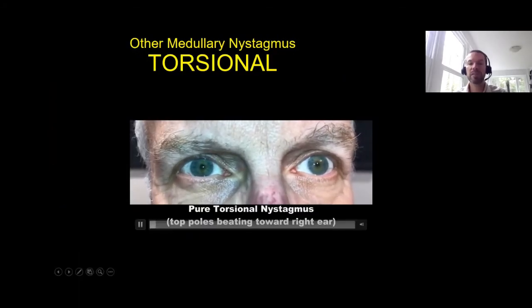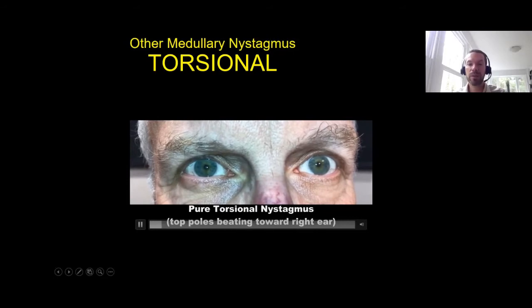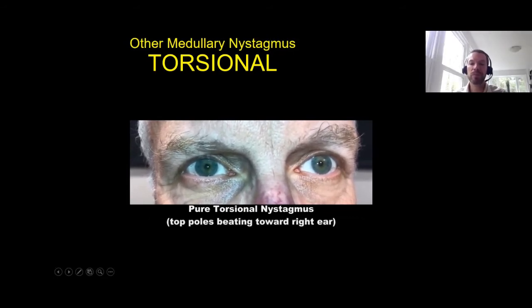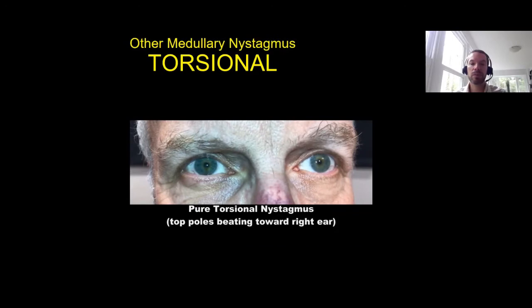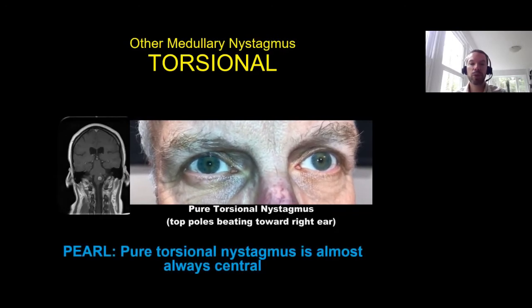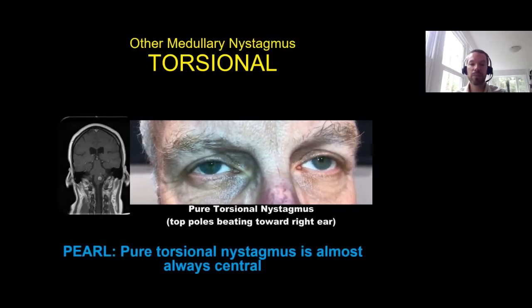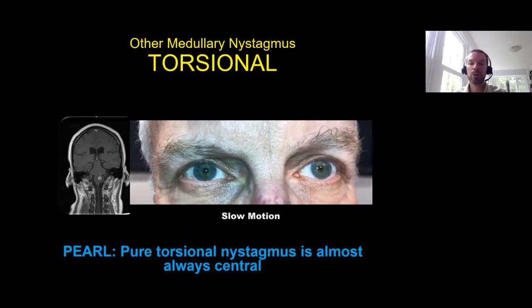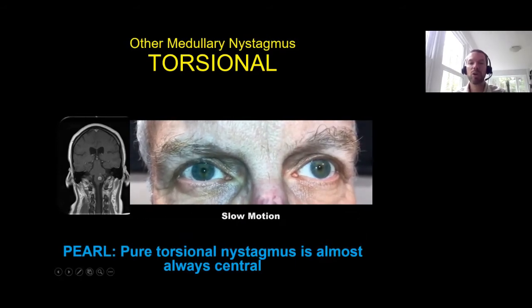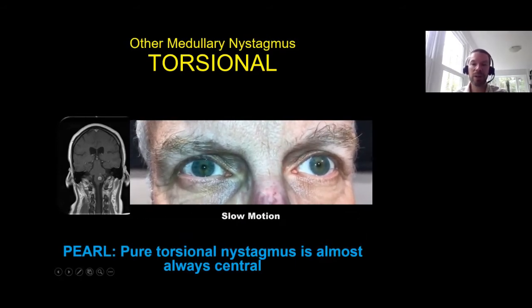What about torsional nystagmus? This is another common pattern that you might see with a medullary stroke. This patient has pure torsional nystagmus with the top poles beating toward the right ear. This patient had a tumor that involved the left medulla. And when you see pure torsional nystagmus, it's almost always central, with rare exceptions.